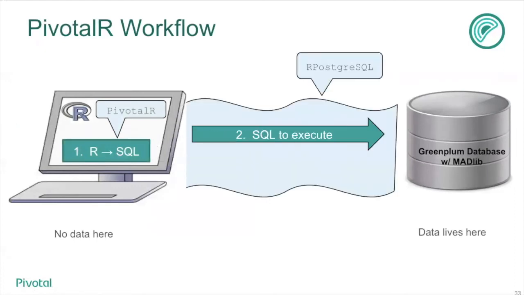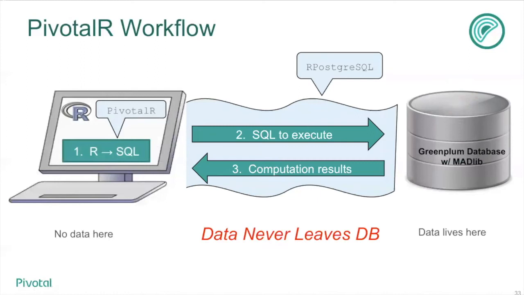Then when you call a Pivotal R function, it actually converts that into SQL, passes it to the database, where it runs on the parallel database. That's where the data is, and then it returns the result set back to the client machine. So the whole idea is that you're not moving data. The data doesn't leave the database. And it's only the strings of SQL and the model output that are transferred across the interconnect.